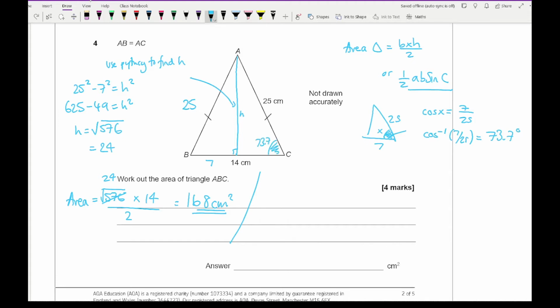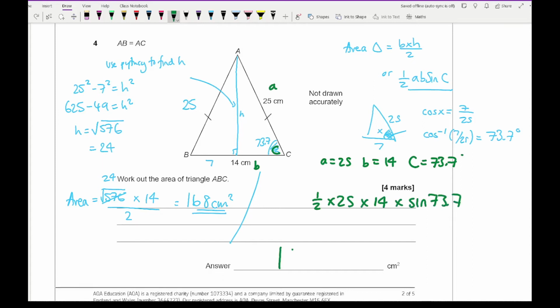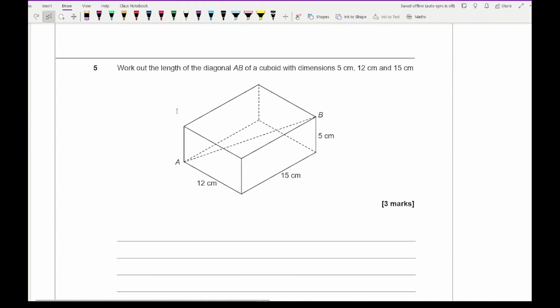So from that, what I can then do is label this. This is going to be my capital C, and this length here is A, this length here is B. So using A equals 25, B equals 14, and capital C equals 73.7, I can then do a half times 25 times 14 times sine 73.7, and it should give me an answer close to 168. And both those two methods are valid. It all depends on what came into your mind when you first looked at this question. Moving on to question 5.